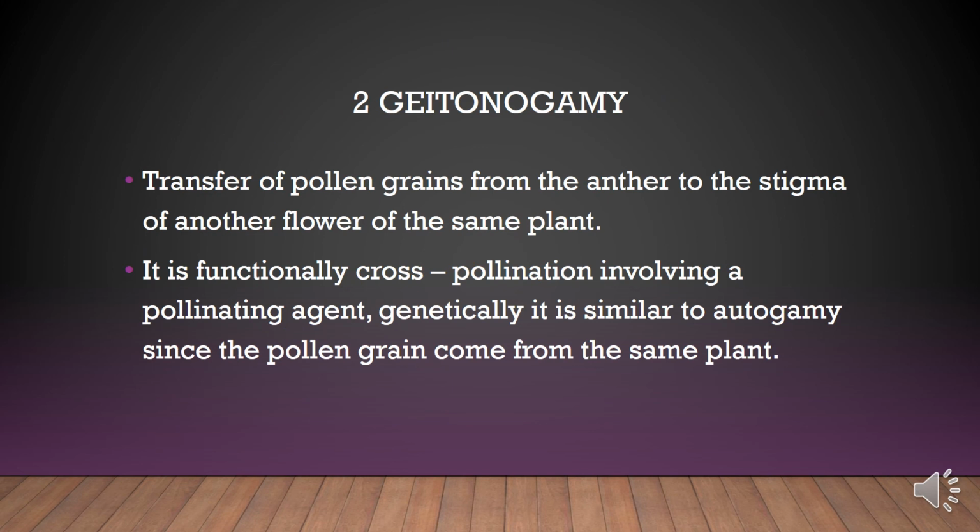Next is geitonogamy. Transfer of pollen grains from the anther to the stigma of another flower of the same plant. Geitonogamy is functionally cross-pollination involving a pollinating agent. Genetically, it is very similar to autogamy since the pollen grains come from the same plant. So students, what is the main difference between autogamy and geitonogamy? In autogamy, pollination occurs within the same flower, and in geitonogamy, pollination occurs between two different flowers but of the same plant.